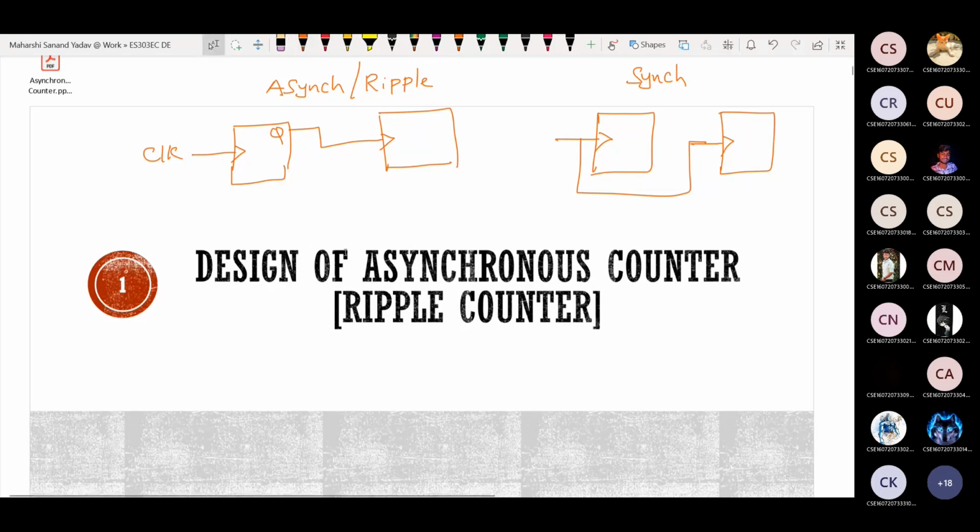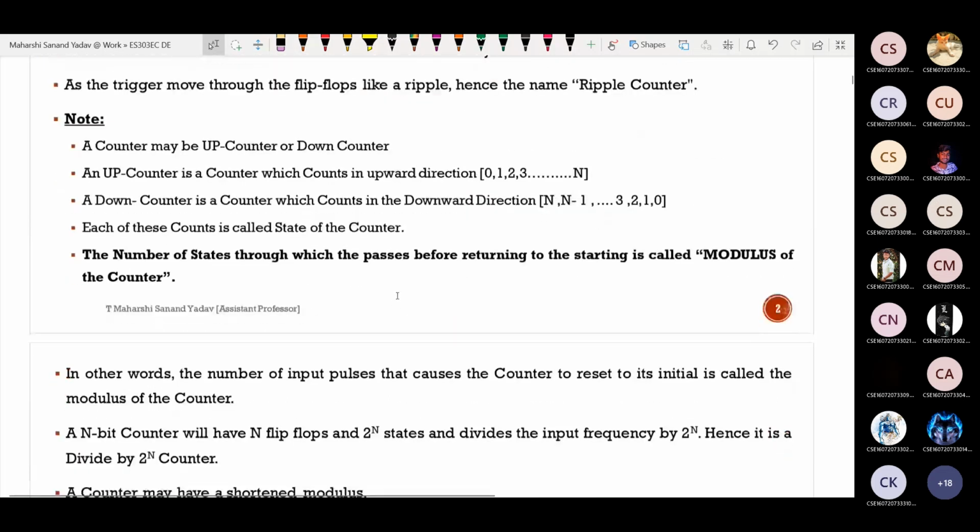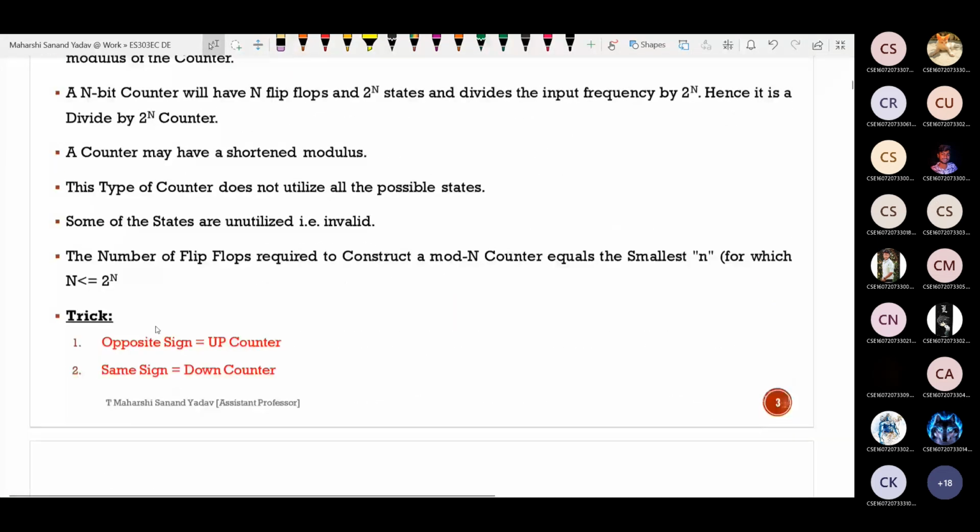So design of asynchronous counter, which is nothing but a ripple counter. Here we need to remember one trick. If you want to perform up counting, make use of opposite sign. If you want down, then make use of same sign. Opposite signs are positive and negative, negative and positive. And if it is the same sign, it will perform down counting, which is plus and plus and minus and minus. Okay, this is what we need to do.